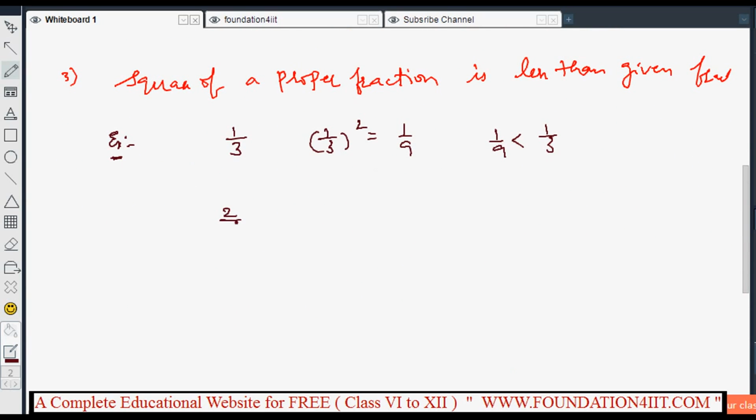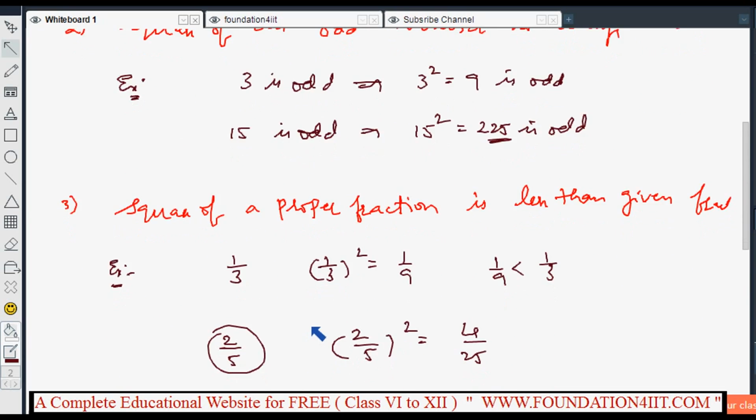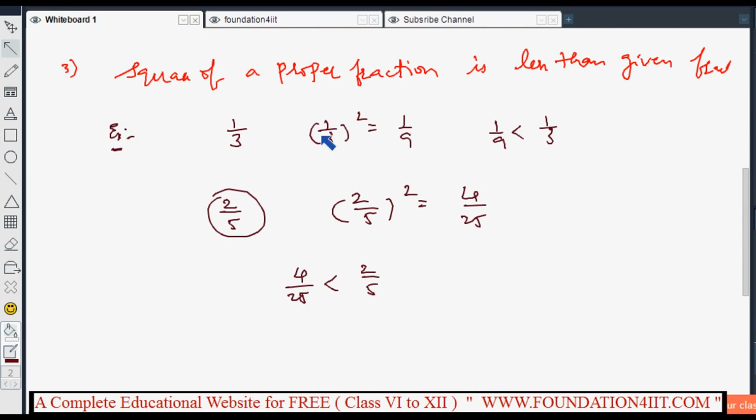Now for example, 2 by 5 is a proper fraction. Now 2 by 5 whole squared is 4 by 25. So that answer, the square, is less than 2 by 5. For other numbers, the squares are only more. In the previous example, 15 squared is 225, so 225 is greater than 15. Now 3 squared is 9, so 9 is greater than 3. But when you come to proper fractions, the square is less than the given proper fraction. That is what it says.